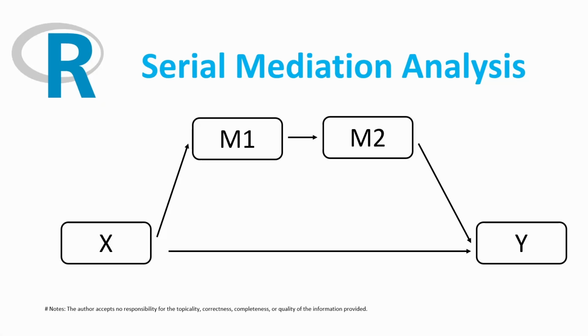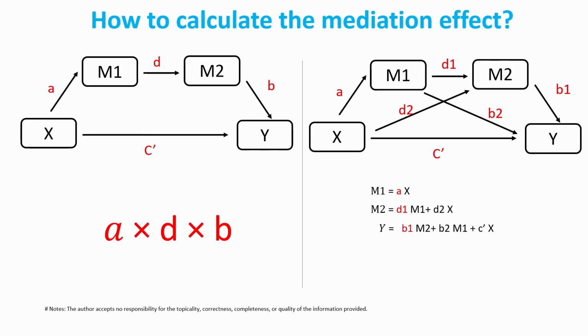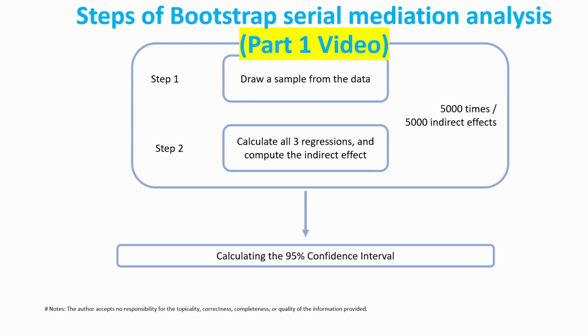In this part 2 tutorial, I'm going to briefly explain a bit more detail about serial mediation analysis in R from scratch. In the part 1 video, I went through the basic idea of how to calculate the indirect effect for the serial mediation. We talked about the mediation model and how exactly to calculate the indirect effect. I also laid out all the steps in R for how to do so.